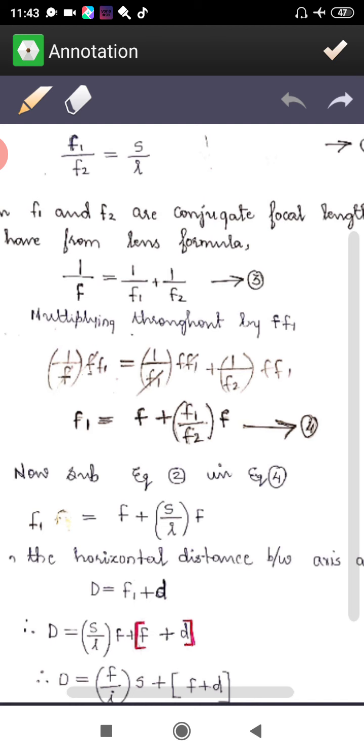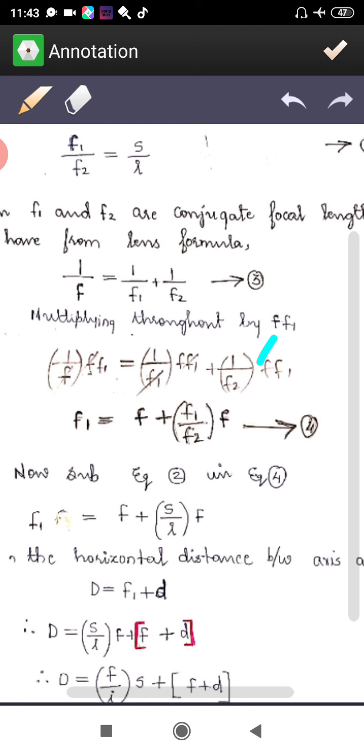If you multiply by F1, we are going to get, see here, F1, this F gets cancelled, so F1 will remain here. 1 by F1, F1 gets cancelled, so F remains here. F1 divided by F2 is going to be there. So I can write this here, F1 remained, I have written here. Then here F is going to remain, plus I can write this F1 by F2, see here, this is F1 and this is F2, F1 by F2 into F. So this I call equation 4. Now if you compare equation 2 and 4, or you can substitute equation 2 in equation 4.